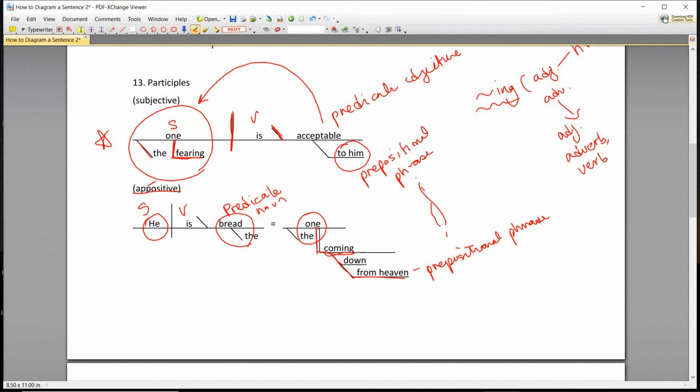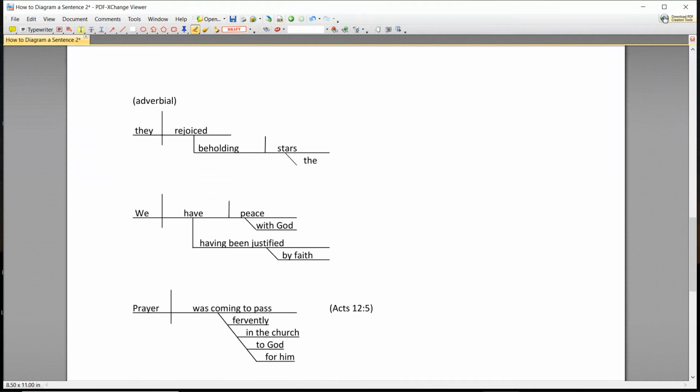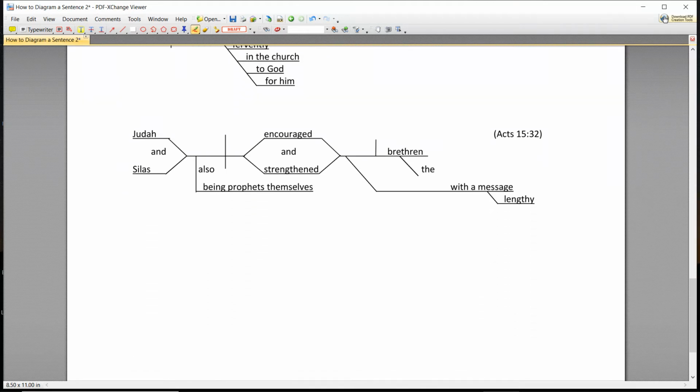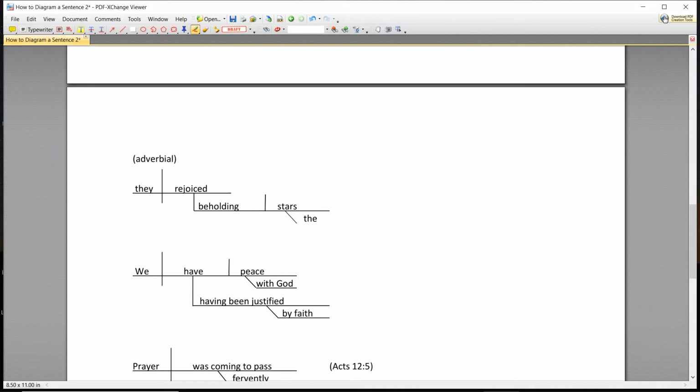where is the focus? Where is the focus here in this sentence? He is the bread. He is the bread. That is the focus. He is the bread. And then the bread is coming down from heaven, right? Okay. I think we are getting to the end of it. Okay. So we have just a few more.